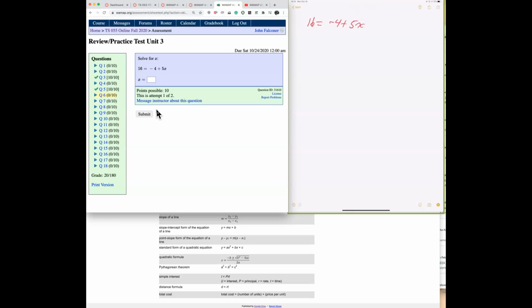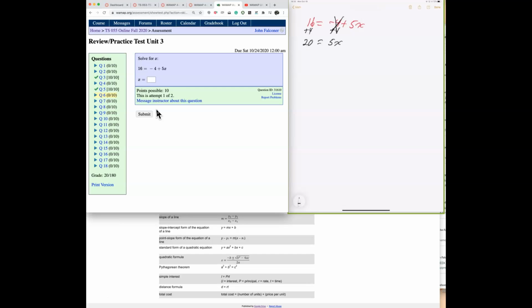Okay, so inverse operation, we have a negative 4. So if we do a positive 4, will that get rid of it? And we just have to do the same operation on both sides to keep it an equation. So let's add 4 to both sides, right? So positive 4 and negative 4 cancel each other out. That's mutual self-destruction, mutual annihilation. 16 plus 4 is 20, and that's going to be equal to 5x.